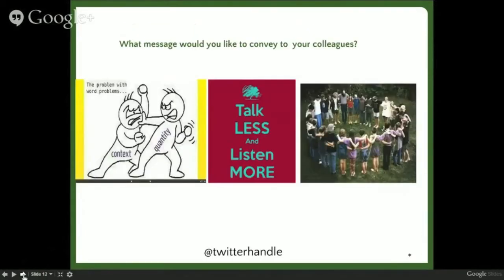The messages that I want to give to you all is to use word problems. I know it's easier for students to use number sentences, but the word problems are the ones that are really going to help promote the language and their learning as well. And talk less and listen more, which is quite hard. And the last part is developing the communities of learners.